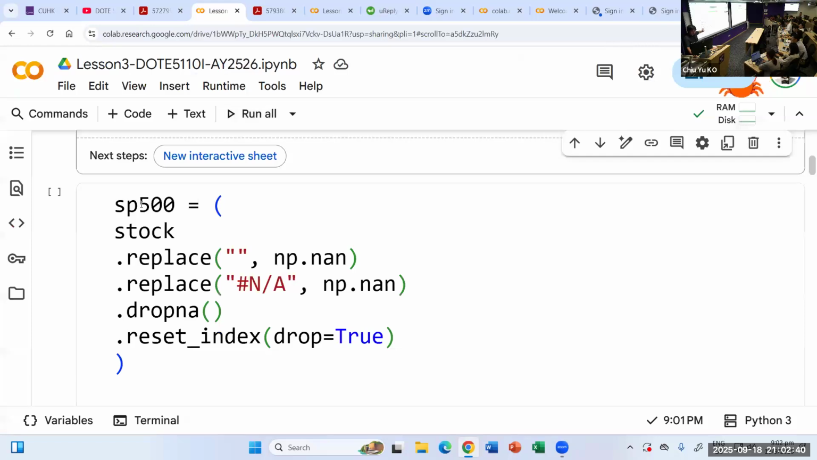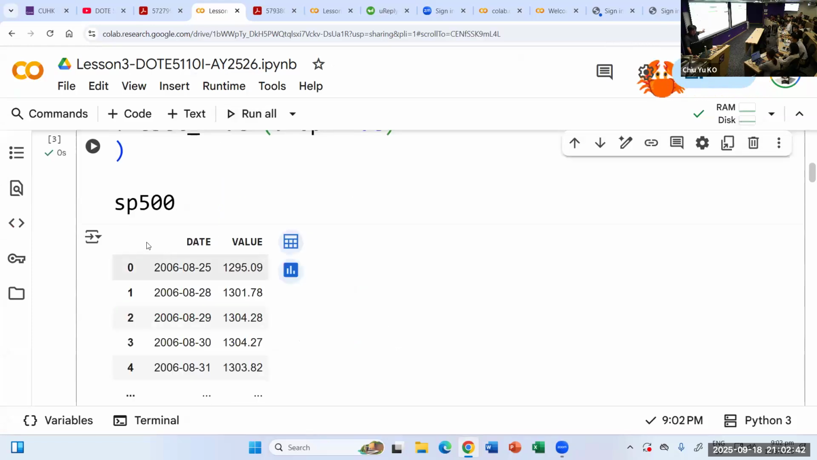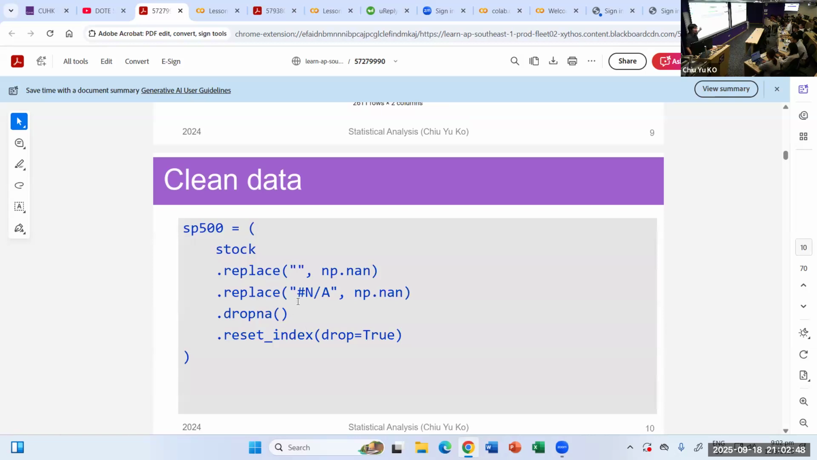As requested, I just run it. This is what we see, right? The 0, 1, 2 is very nicely ordered data. Is that okay?